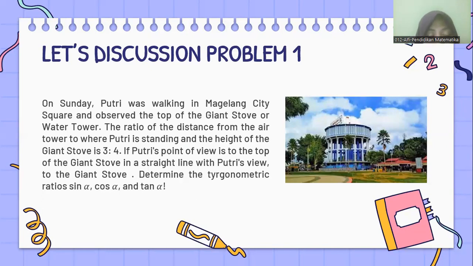The ratio of the distance between Putri and the water tower to the height of the chain stove is 3 compared to 4. If Putri's point of view to the top of the chain stove is in a straight line, determine the trigonometric ratios sin A, cos A, and tan A.